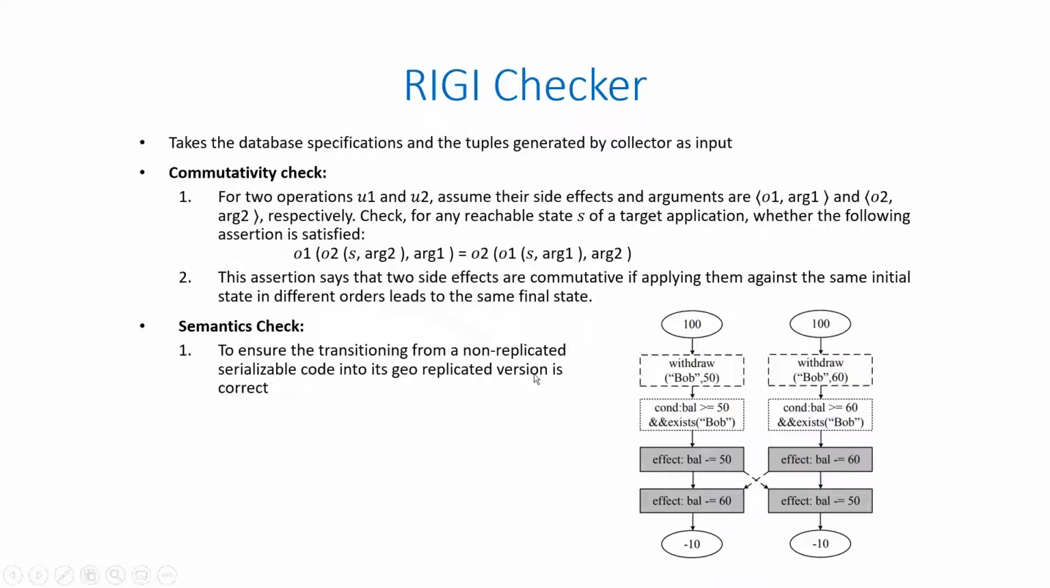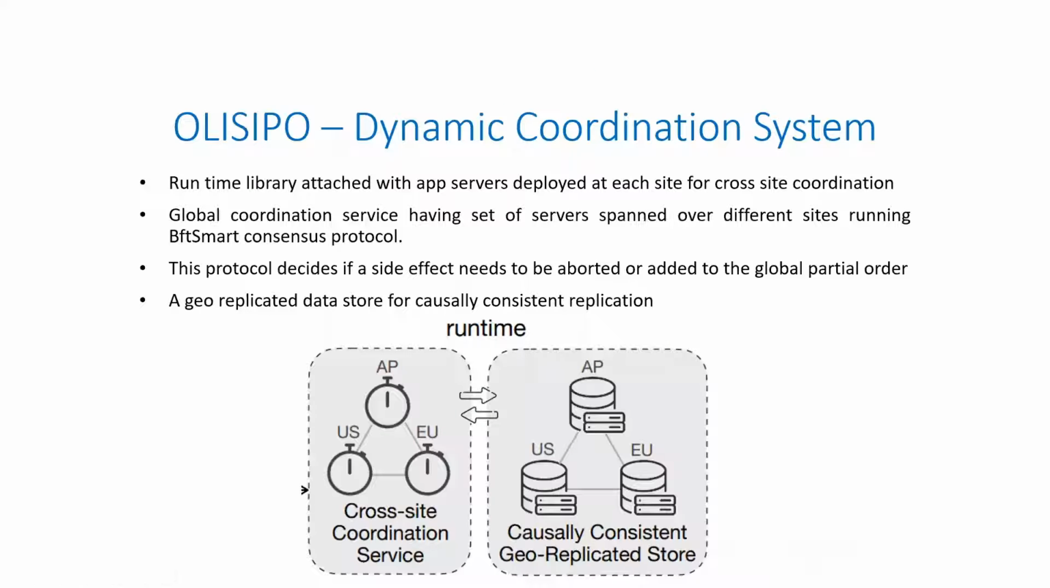The semantic check is to ensure that the non-replicated serializable code, in its geo-replicated version, is correct. For example, the effect after the condition is met is not violated by another condition and its effect. After this, the RIGI checker will give you a series of restrictions which can now be replicated and performed onto the app store. That happens through Olisipo, which, as we previously discussed, is a runtime library which performs a cross-site coordination service.